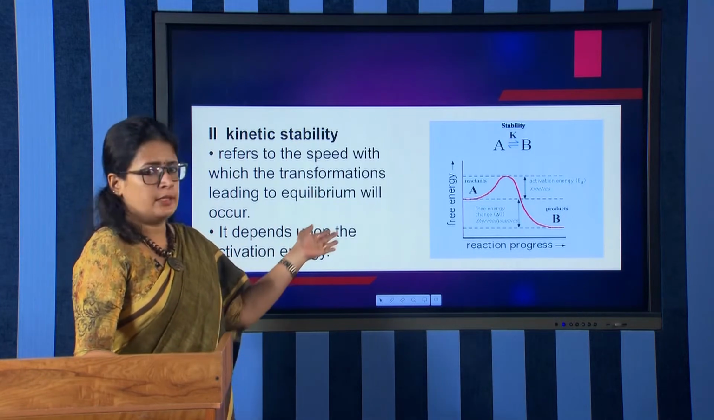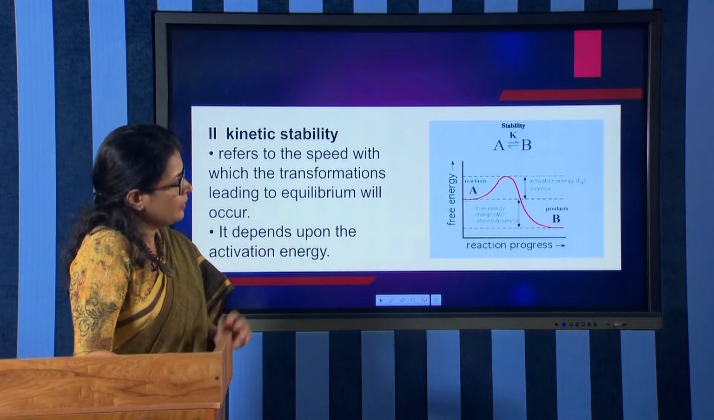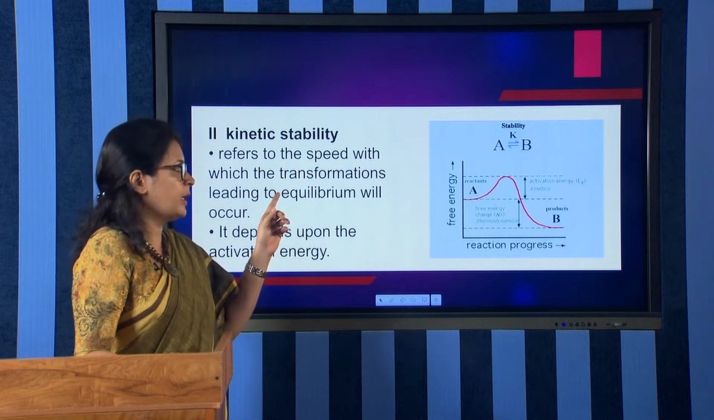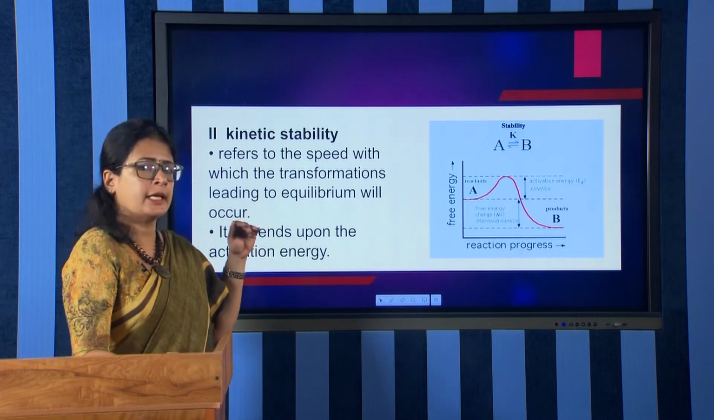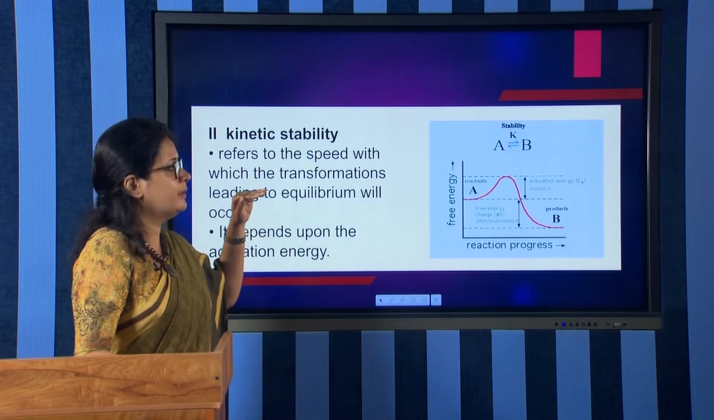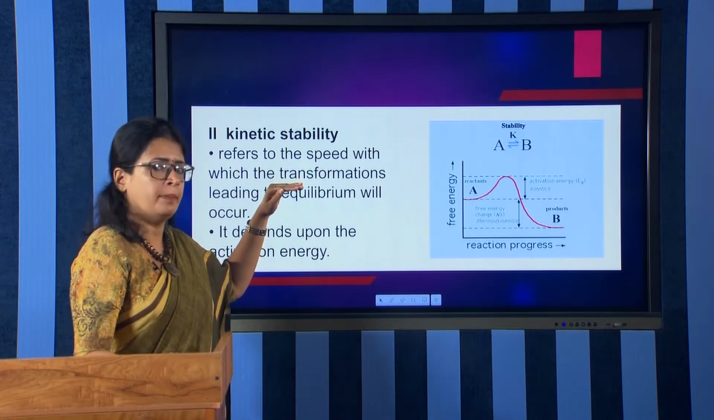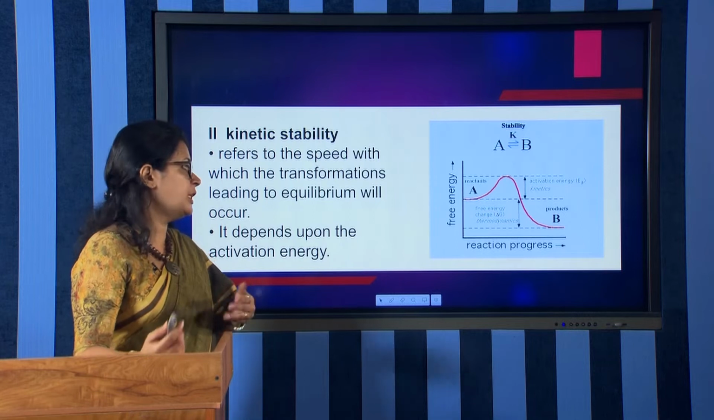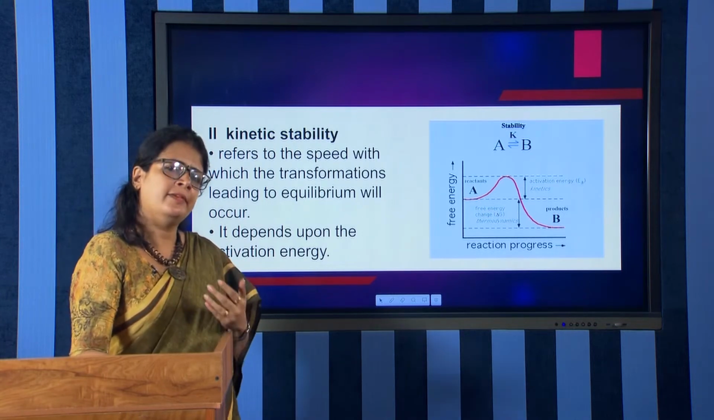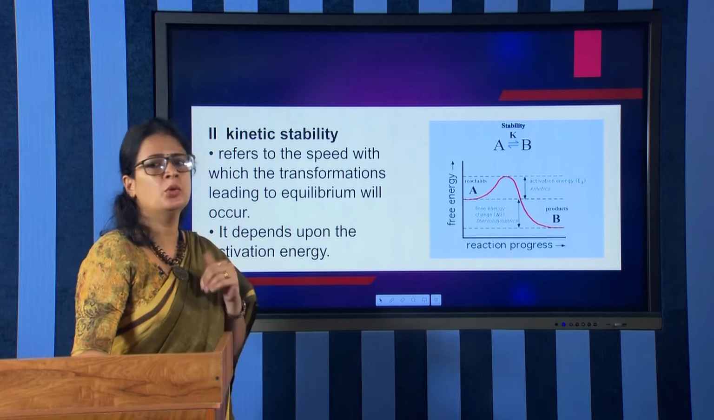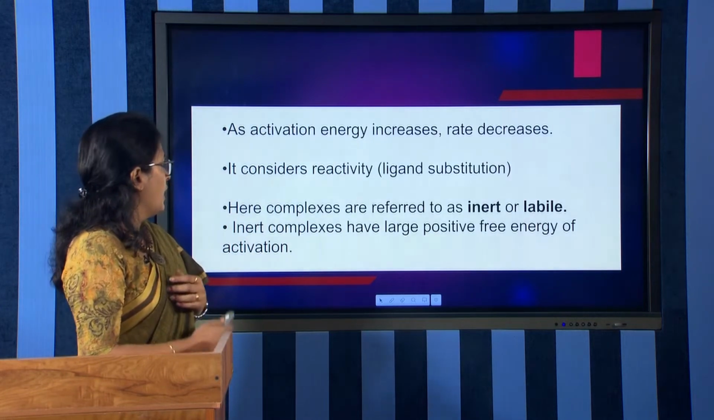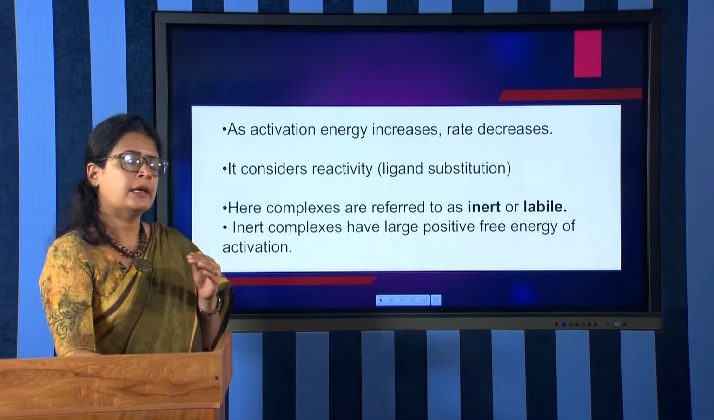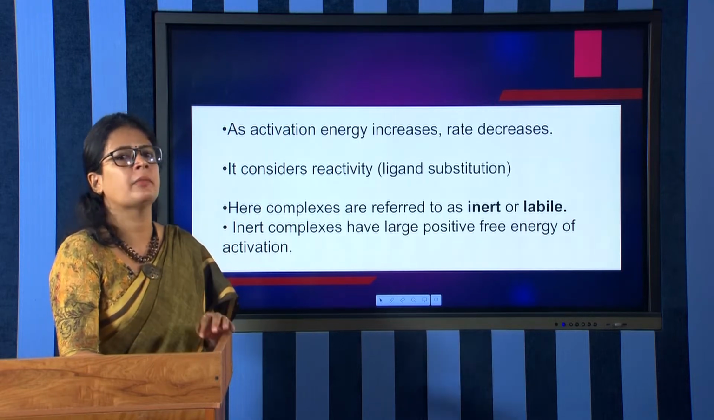You can refer to this diagram. There you can see the reactants combining to form the products, and there is the peak position, the activated complex. And what is activation energy? It is the energy difference between the reactants and the activated complex. As the activation energy increases, it will be difficult for a reactant to convert to product. So as activation energy increases, the rate will decrease.